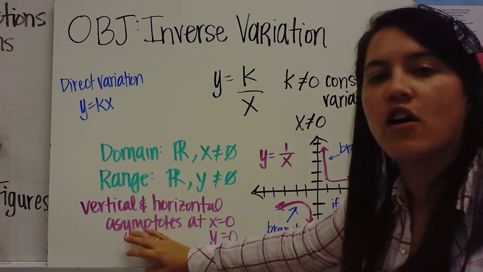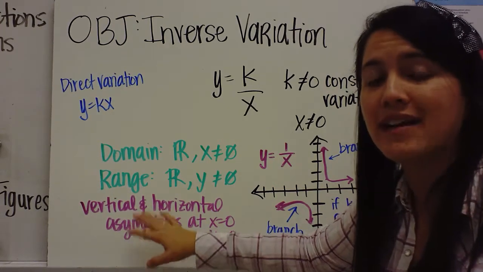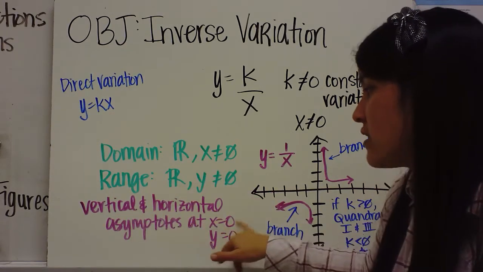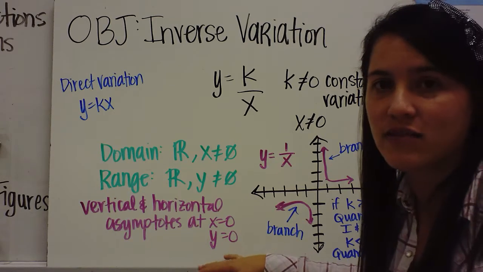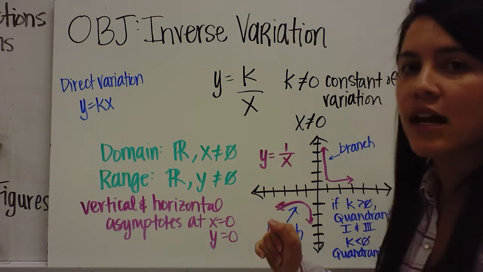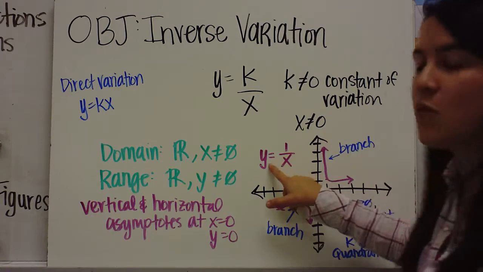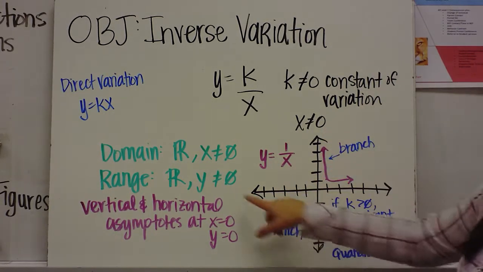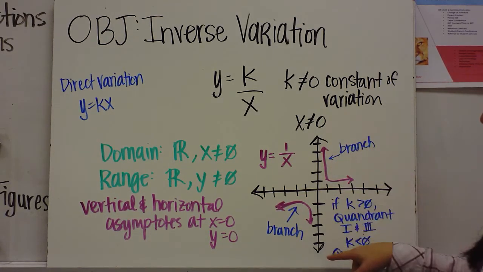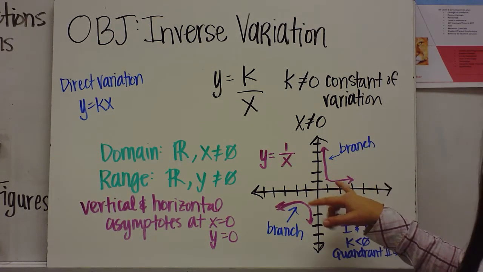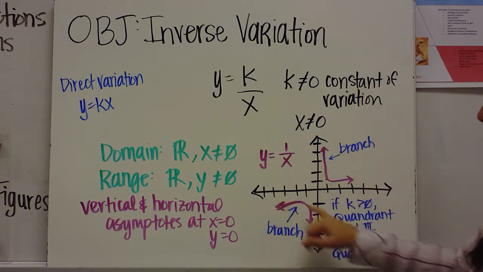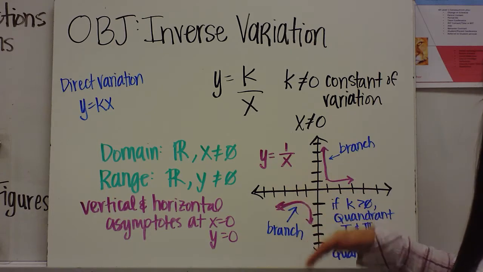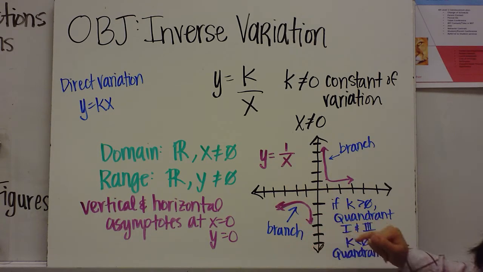And there are vertical and horizontal asymptotes because x and y cannot equal 0. The asymptotes are where x equals 0 and y equals 0, which are the axes. So in just the parent function, y equals k over x, like here is y equals 1 over x, the axes are your asymptotes. So the function has branches. This little piece is a branch and this piece is a branch. They are not going to cross the axes or the asymptotes, wherever the asymptotes may be.